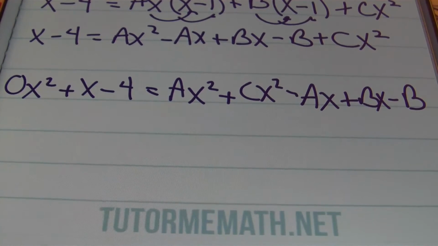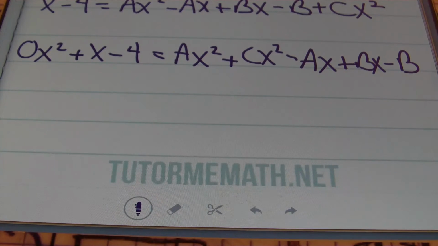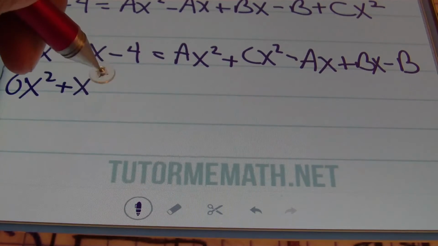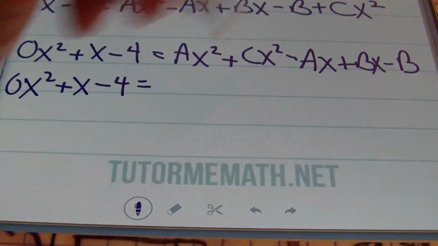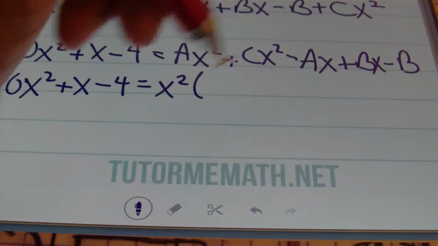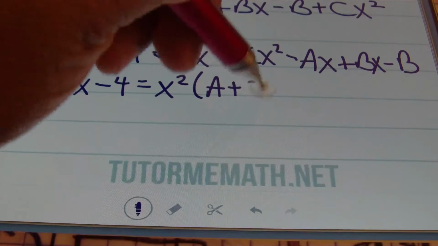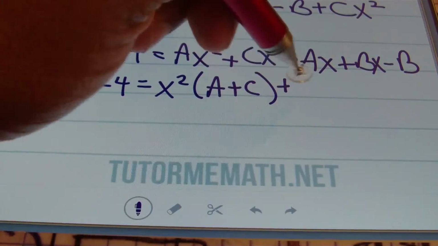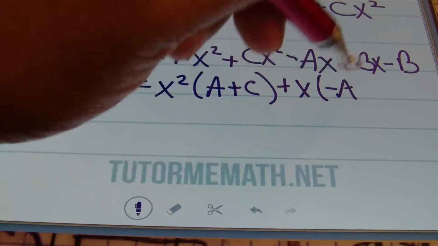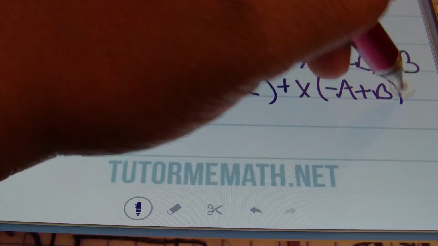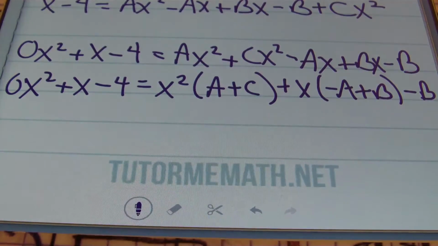Continuing on, from here, we're going to factor. I'll have 0x squared plus x minus 4 equals x squared times a plus c, plus x times negative a plus b, then minus b. Just like that. With this, we'll be able to write a system of equations. So let's check it out.